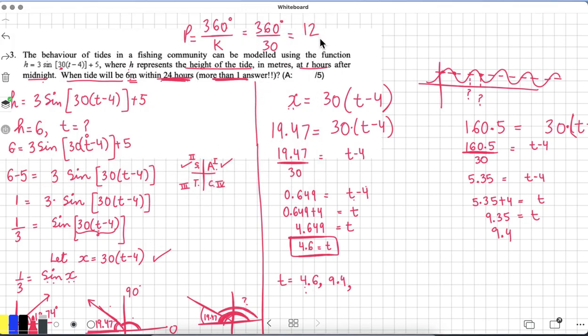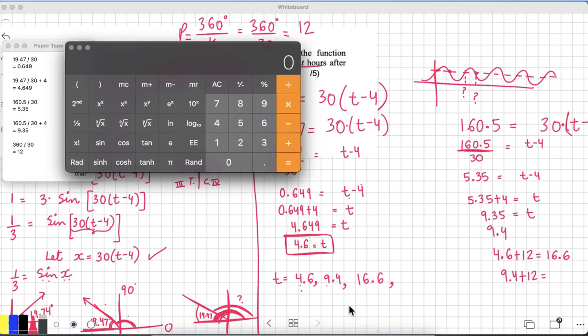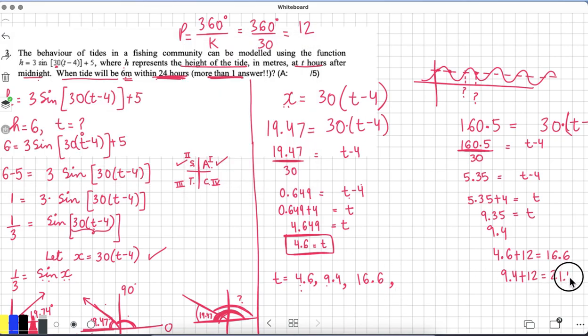That is the period. So the 12, which is the period here, I'm going to add to this t value to find the other t values. So 4.6, let's add the 12 to that. It's going to be 16.6. Same thing for the other one, 9.4: we add the 12 here, and 9.4 plus 12 is going to be 21.4. And that is the time within the 24 hours. This is going to be the answer.